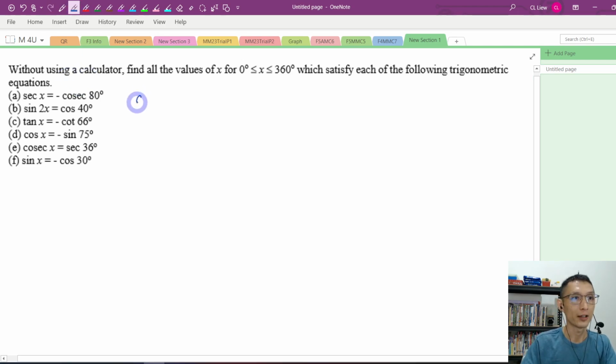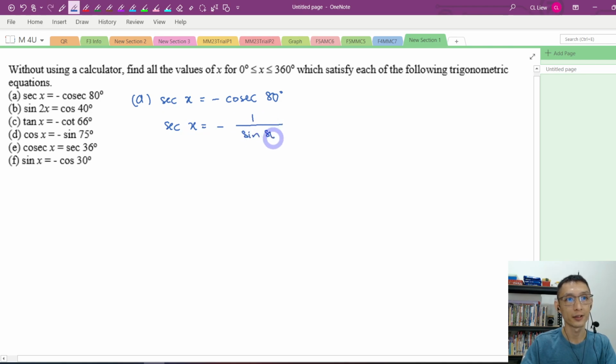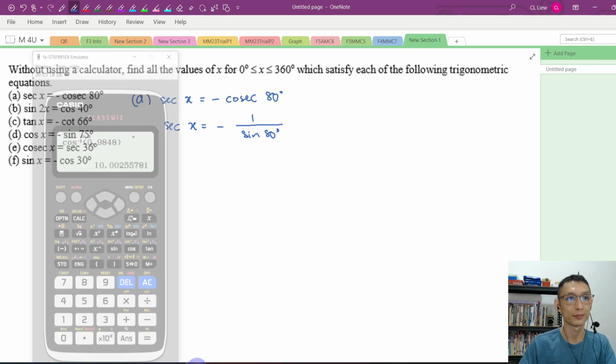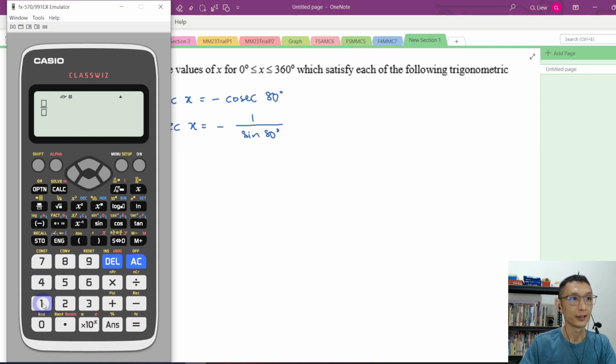Now let's look at part A. Secant x is equal to negative cosecant 80 degrees. Let's use the calculator first. Secant, I just copy first. The negative sign, just copy. Cosecant is equal to 1 over sine. Now just press your calculator for this one: negative 1 over sine of 80 degrees.